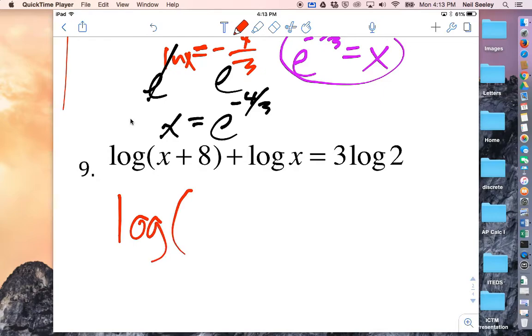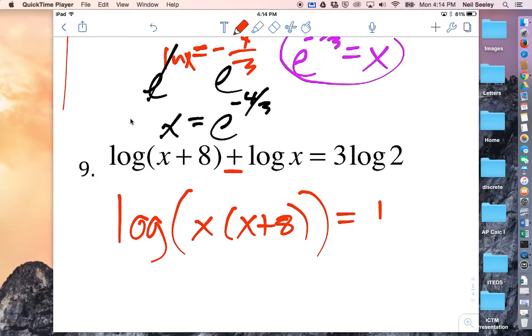I'm just going to do the left-hand side. These are added, so I'm just going to do x times x plus 8 and put them as a single log. Remember, you can multiply them inside 1 log. When you condense, you don't write additional logs. You take multiple and make it into 1. And this guy over here, this 3 log 2, I'm going to make it log of 2 cubed and take advantage of that.